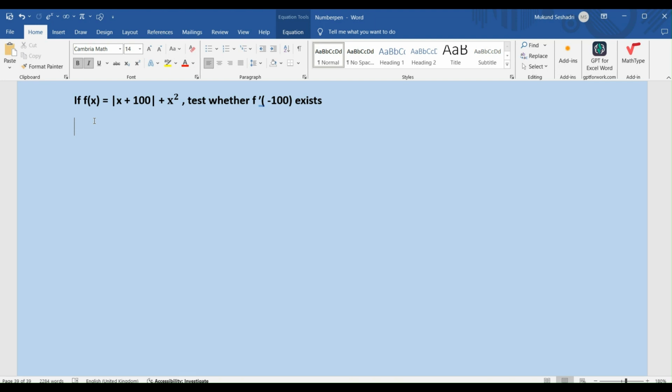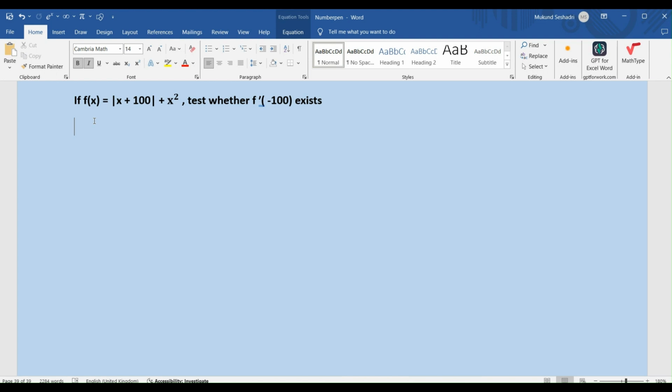There we have the problem on our screen. If f of x equals mod of x plus 100 plus x square, test whether f dashed of minus 100 exists, right? So what do we mean by test whether f dash exists at a particular point? In this case, it is minus 100. All that it means is find out whether this function is differentiable at the point x equals x naught, and in this case, x naught equal to minus 100, right?